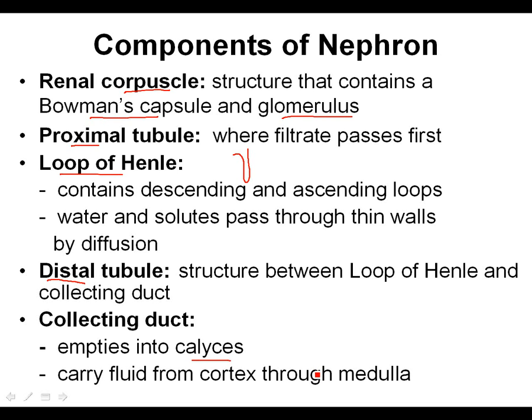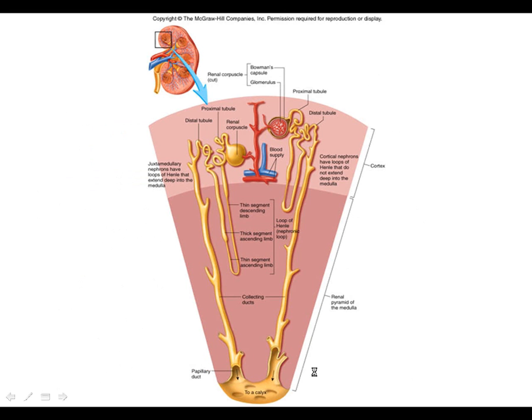Okay, so let's look at a picture of the nephron right here. This right here is all within a pyramid. So this whole unit right here is within the pyramid. If you look at the kidney, this section right here has been taken out and enlarged. So you have the cortex region, and then this is the medullary region.